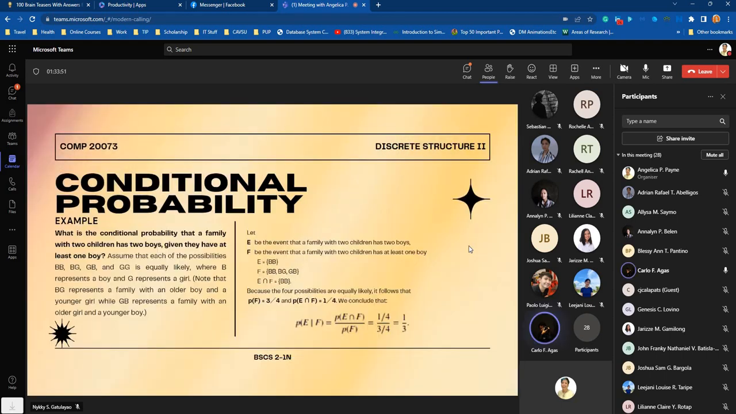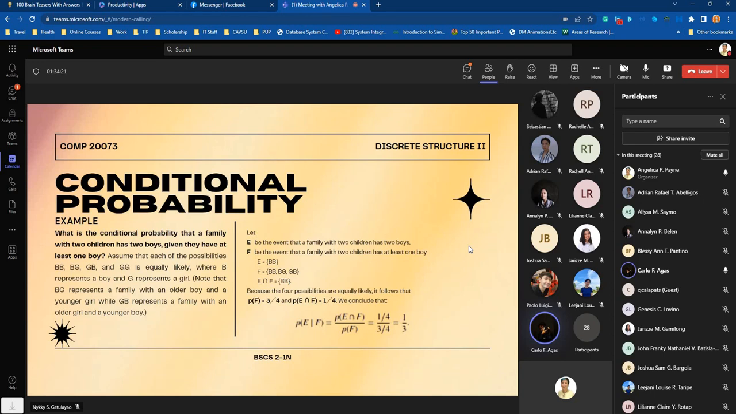Ayan. Dito tayo sa example natin. What is the conditional probability that a family with 2 children has 2 boys, given that they have at least 1 boy? Assuming na lahat ng probability is equal, na equal na yung probability magkaroon ng boy-boy, boy-girl, girl-boy, girl-girl. Tapos, yung pagkakasulat nila, usually, yun yung nag-represent ng order kung paano sila pinanganak. Ngayon, paano tayo mag-proceed dito?